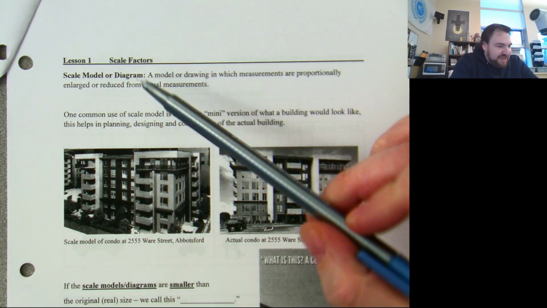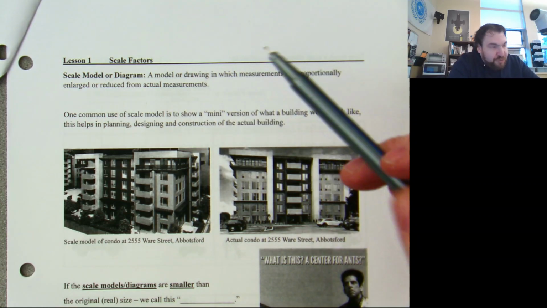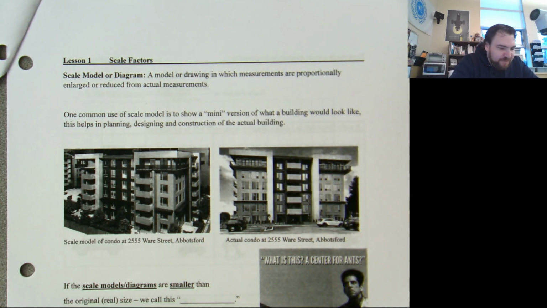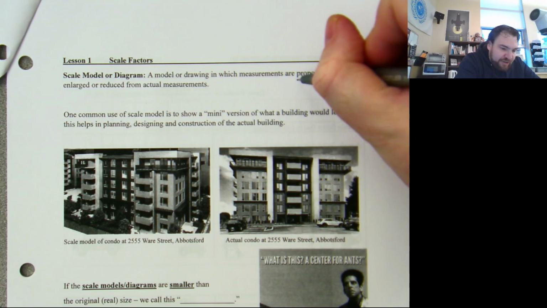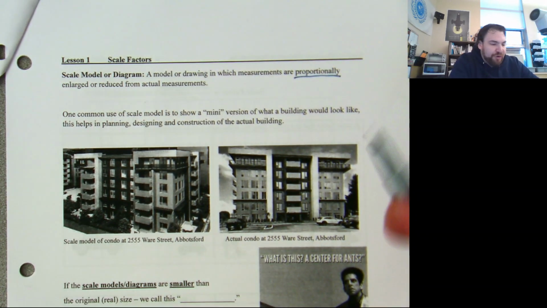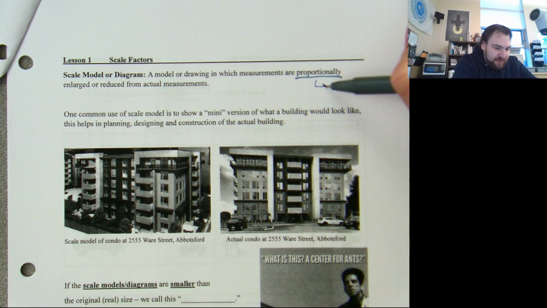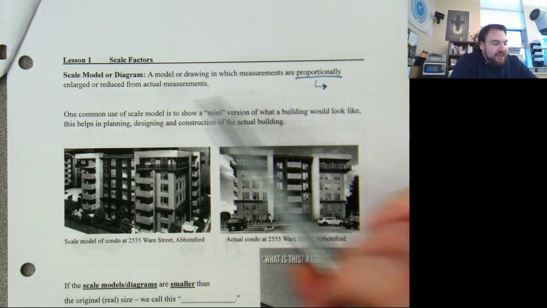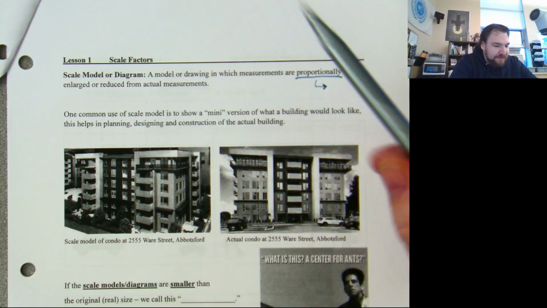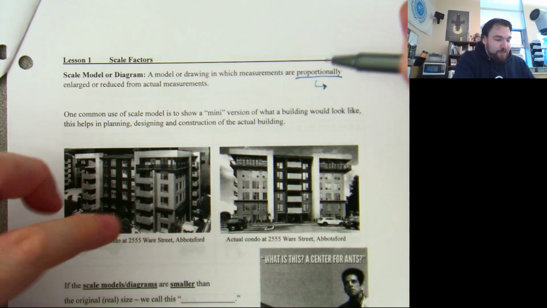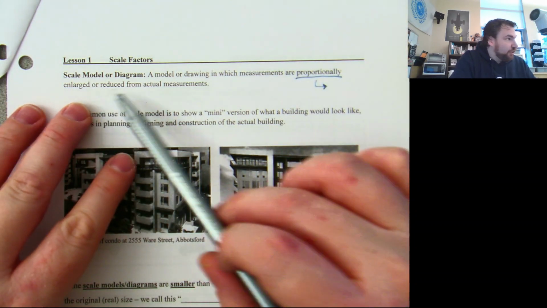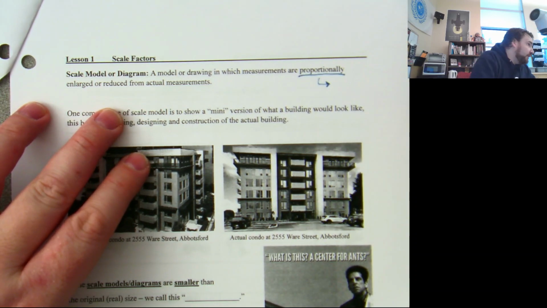So here we go. Scale models or diagrams. A model or a drawing. If you're in model building, you'll have seen this stuff before. But a model or a drawing in which the measurements are proportionally enlarged or reduced from actual measures. And what we mean by proportionally, you have a scale model or a scale diagram of something if all of the measurements are shrunken or enlarged by the same amount. Okay, so proportionally, if something is proportionally enlarged or reduced, okay, gentlemen, are we good?